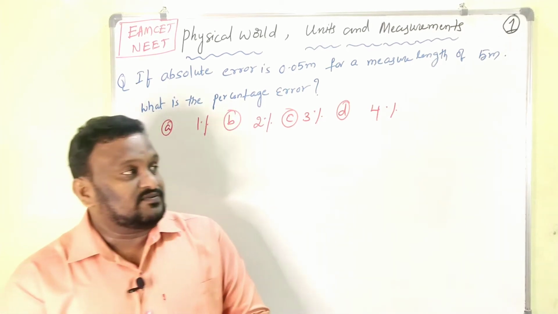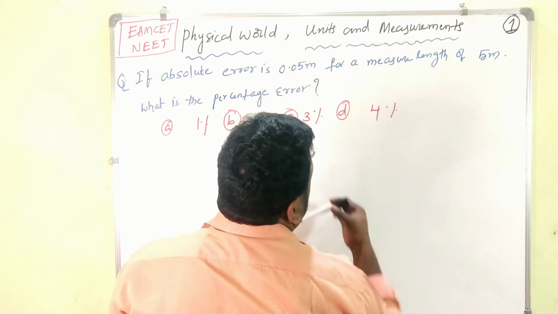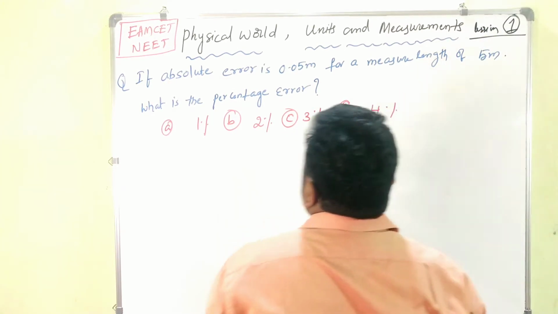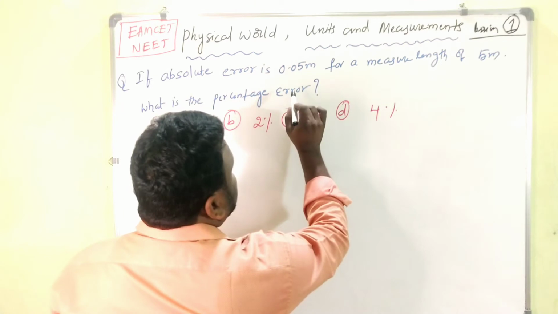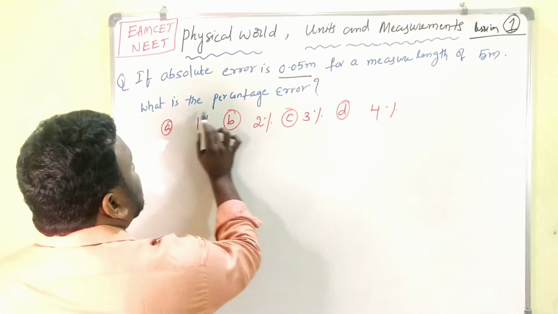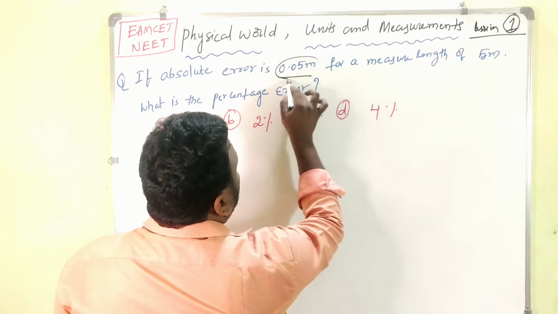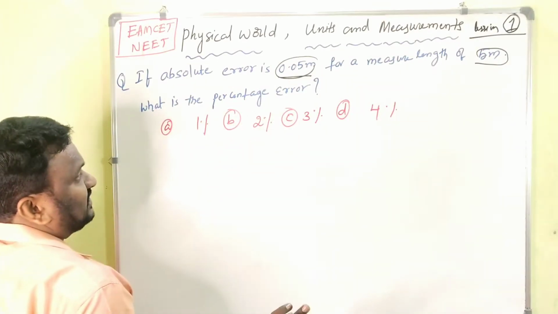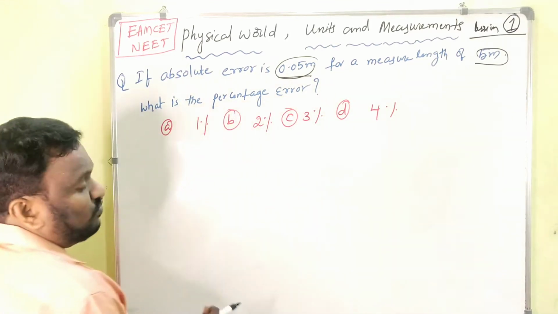Okay, so see the first one here. The chapter is physical world, units and measurements, and this is lesson number one. First question: if absolute error is 0.05 meters for a measured length of 5 meters, what is the percentage error? A is 1%, B is 2%, C option is 3%, and D is 4%.